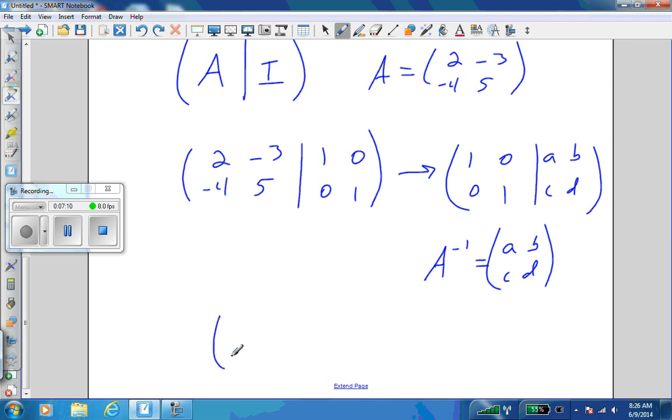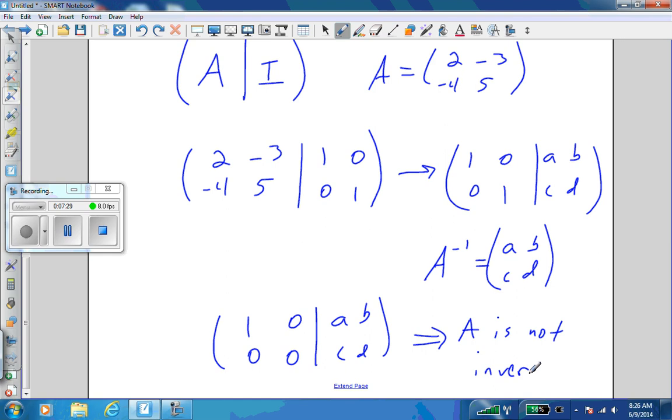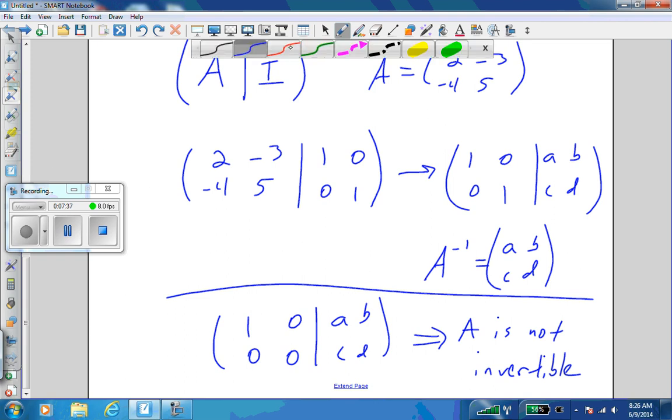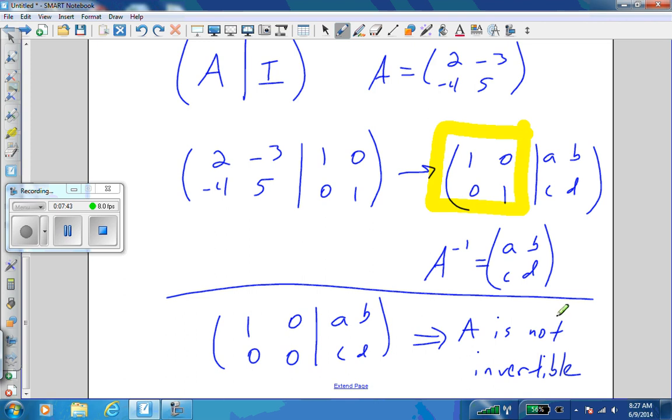Now, quick note, if we row reduce and the left side does not come out as the identity matrix, that tells us that A is not invertible. So A is only invertible if we can row reduce this augmented matrix and come up with the identity on the left. And that's true whether it's a 2 by 2, a 3 by 3, a 4 by 4, etc.